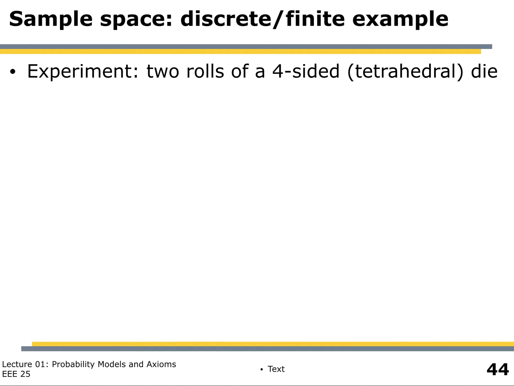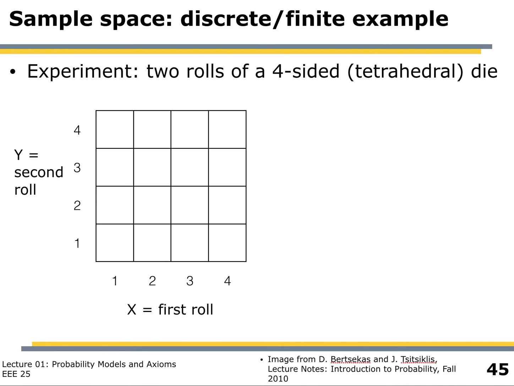So if we say that the faces of the tetrahedral die involve the numbers 1, 2, 3, and 4, then we can visualize the possible outcomes of that experiment using this grid, wherein the x-axis would represent the first roll of the die, and then the y-axis, this one right here, would represent the second roll of the die. And here I have used the faces of the die as labels for both axes.